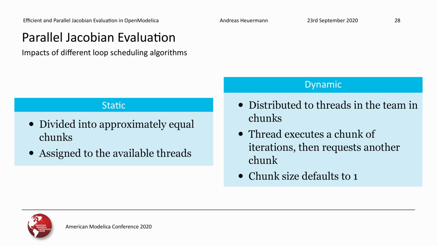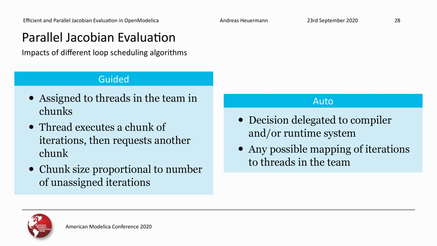Dynamic: the iterations are distributed to teams of threads. Each thread executes a chunk of iterations, then requests another chunk. The default chunk size here is 1. The guided algorithm is similar to the dynamic one, but the chunk size is proportional to the number of unassigned iterations divided by the number of threads in the team, decreasing to 1. And finally, we have the auto algorithm. The decision is delegated to the compiler and/or the runtime system.